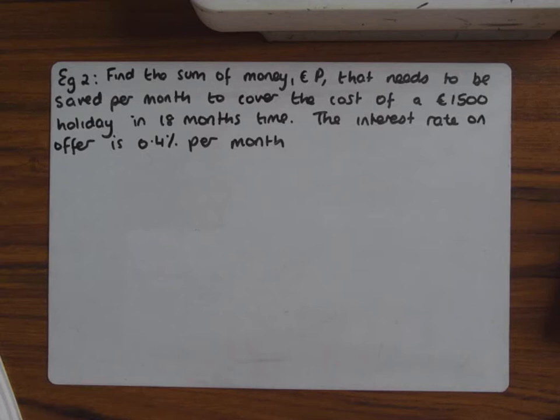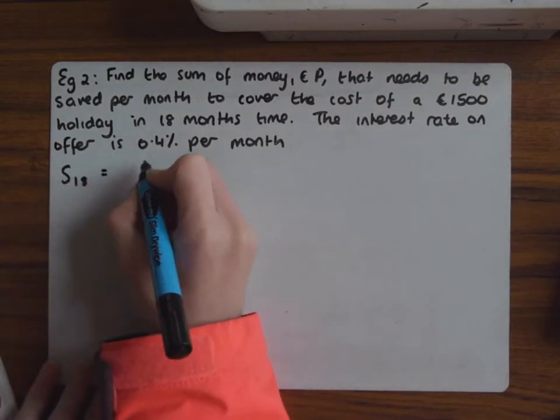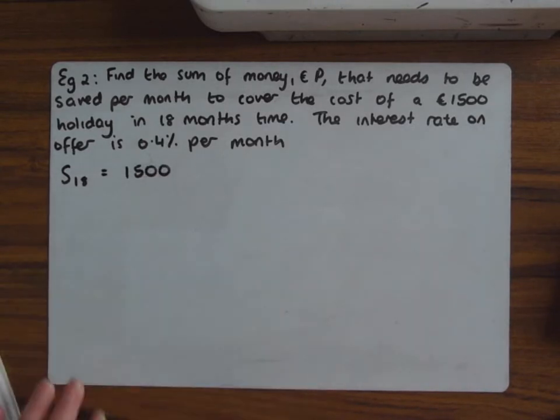Okay, so basically, I need to add all of my savings each month plus the interest for 18 months, and they have to add up to 1,500. So really, that's what I want. So the sum of the 18 months' savings adds up to 1,500. Okay, so we need to write out our geometric series.